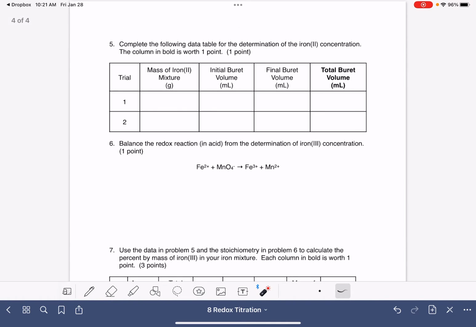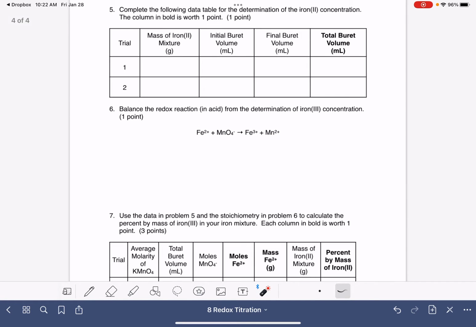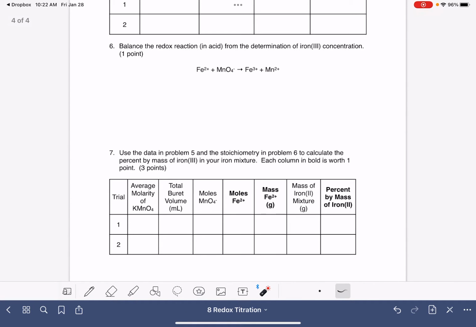Now also, on the next question, problem number 5, this pertains to the second titration. In this first problem, number 5, again, this is just data from the lab. So this will be the masses of the 2 iron mixtures that you worked with in the experiment, and also your initial and final burette volumes, and you'll calculate the total burette volume for each one of these trials. Then you'll balance the redox reaction, again, in acid. And then once you get that equation balanced, you'll be able to come down to problem number 7.